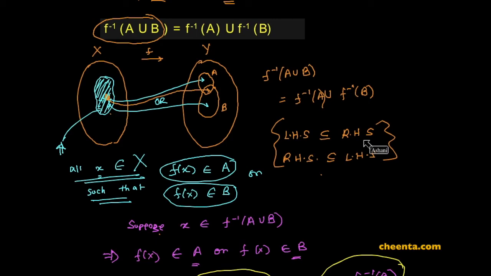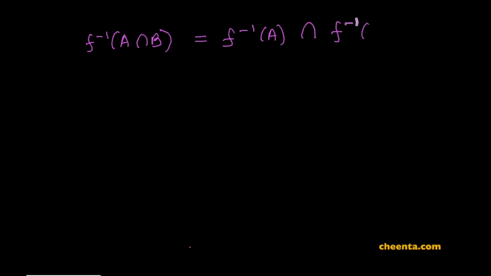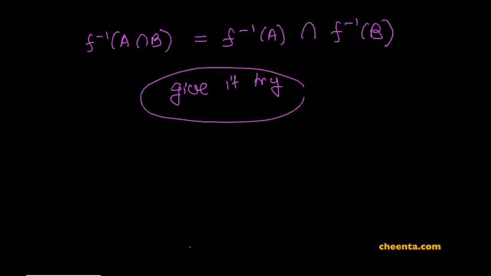Now let me quickly move to the other result that I would want you to show, and that is f inverse A intersection B is equal to f inverse A intersection f inverse B. Give it a try, and the proof follows exactly in the same way. Link in the description will take you to the first video of this sequence, and if we make another one on this particular result, it will also lead you to that.